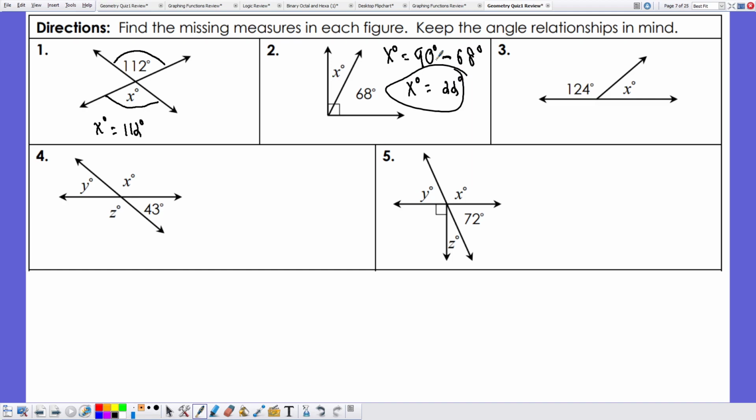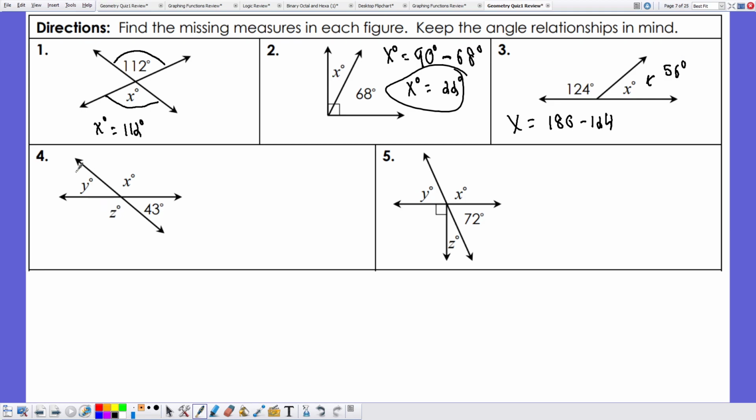So, continuing on, we have find x over here. Well, they are on a straight line, therefore they add up to 180. So angle x is going to be 180, the entire angle, minus the 124. 180 minus 120 is 60, minus 4 means that this angle must be 56 degrees.